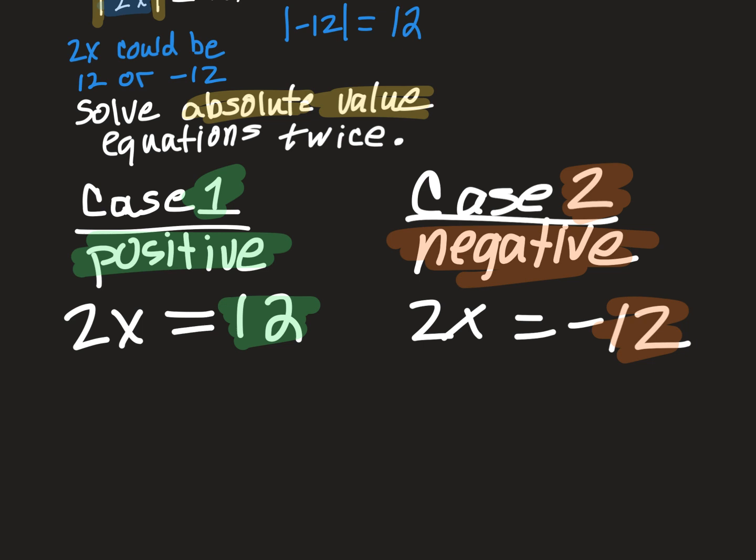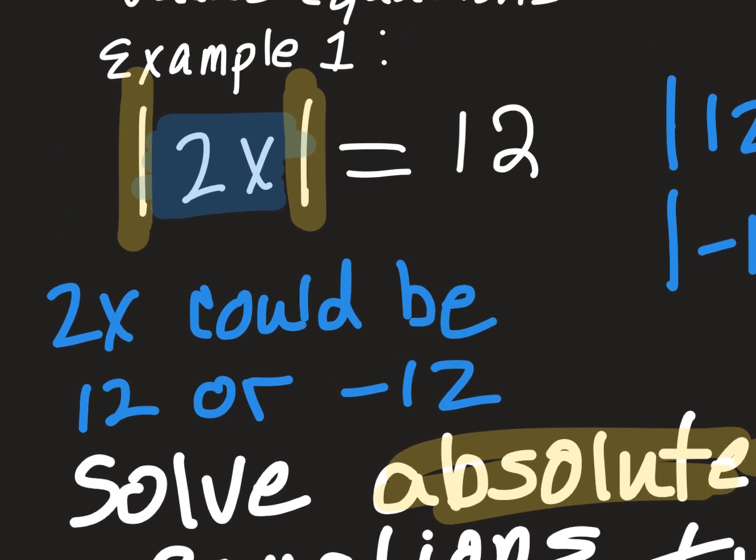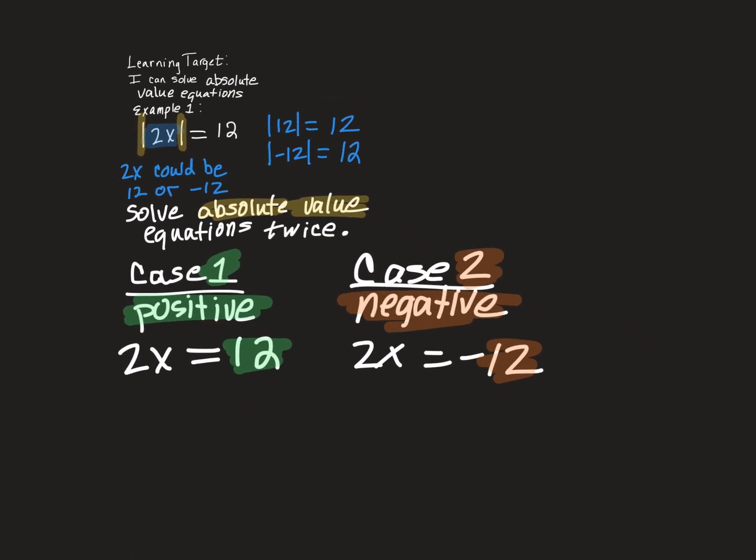The only thing that you are learning that is new today is how to set up the two equations. You're going to take the equation, you're going to take off the bars. So whatever was inside of the absolute value bars, the 2x in this case, is going to stay the same. But you have to solve it for a positive outcome, and you have to solve it for a negative outcome. So the only thing that is new today is that you're going to solve each equation twice. So you're not doing anything that you don't already know how to do.